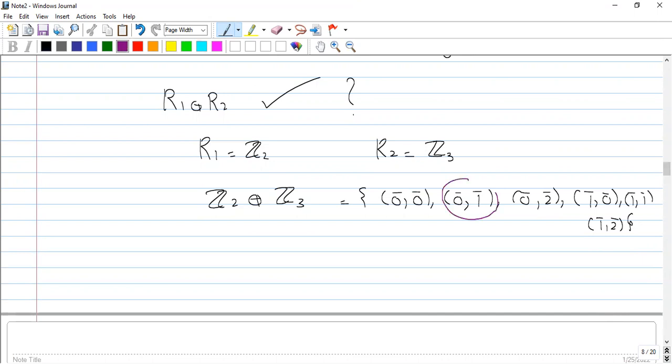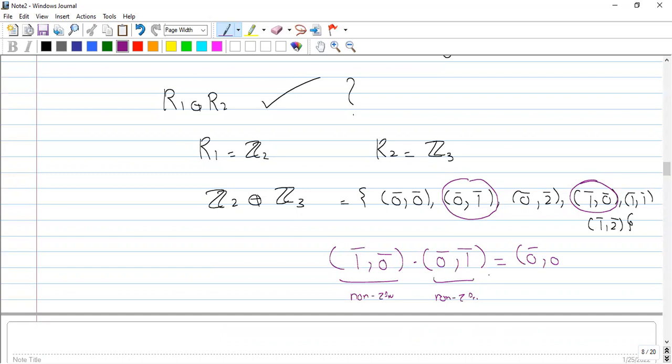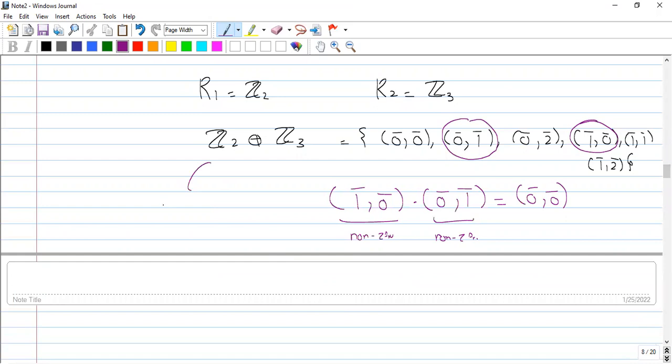ये ले, मल्टीप्लाई दिस एलिमेंट विद दिस एलिमेंट. What would be the answer? 0. Although this is a non-zero element, this is a non-zero element, this is a non-zero element, but their product is equal to 0. So it shows that this thing is not an integral domain.